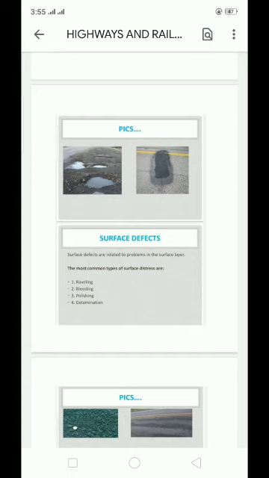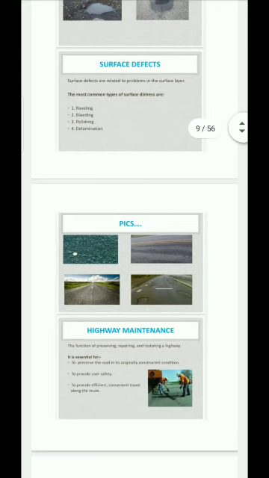Next is the surface defects. Surface defects are related to problems in the surface layer. There are 4 types of surface distress. The first one is raveling, second bleeding, third polishing, and the fourth delamination. So here are the pictures of the following surface distress.